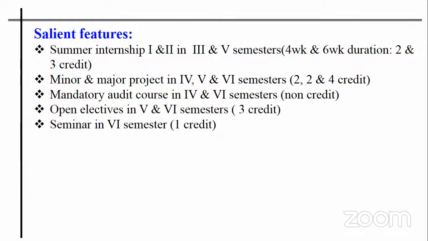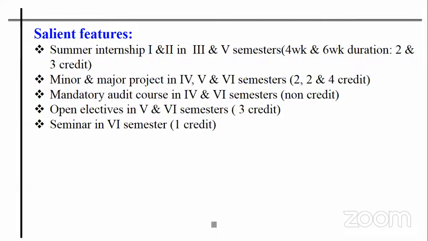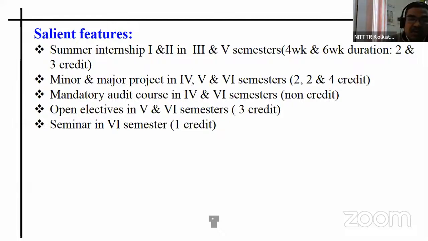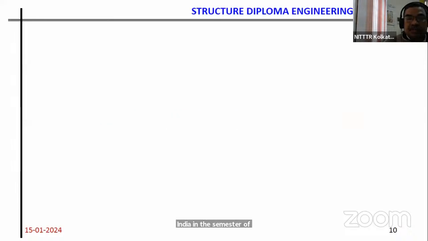Minor or major project in different semesters, also having credits like 2 and 4 credits. Mandatory audit courses in different semesters with non-credit. Open electives in different semesters, semesters 5 and 6, having 3 credits. Seminars in semester 6 having 1 credit. This is one model curriculum.